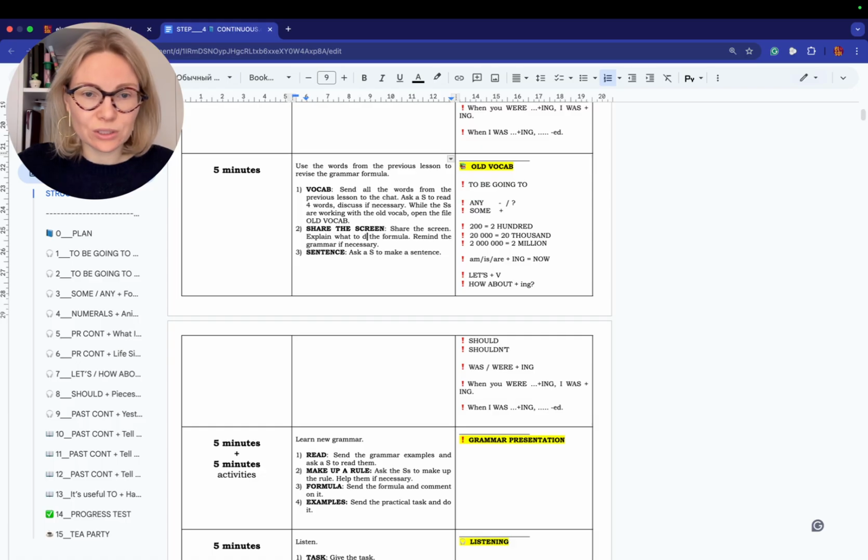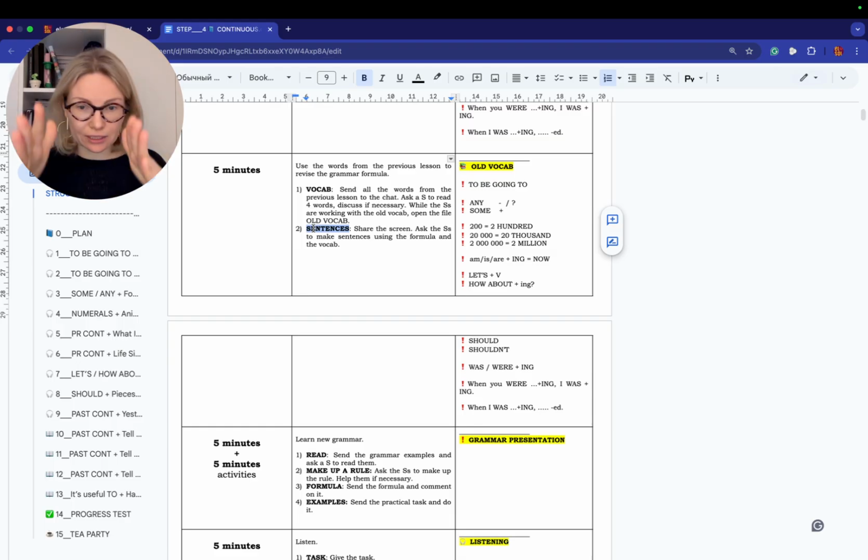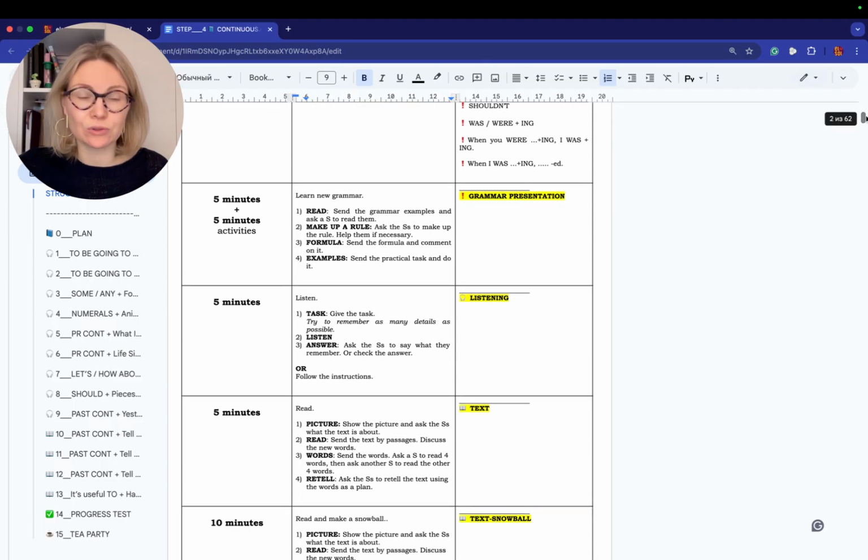Explain what to do. Ask the students to make sentences using the formula and the vocab. Okay, sentences, or I would say examples. Here are the examples, because there is also a conversation, a dialogue, so you will understand what to do. Thank you so much.